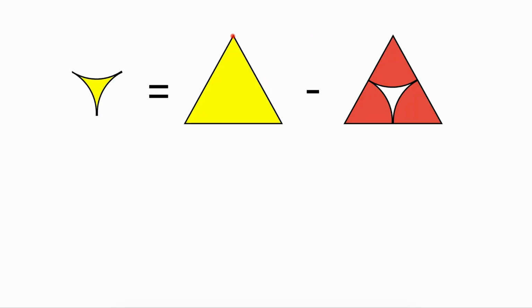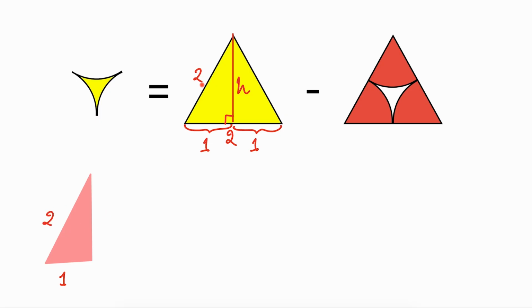For the triangle, we just need to draw the height of the triangle, which is perpendicular to the base, and the base is 2. We can get 1 for this and 1 for this. I denote this height by h, and we finally get a right triangle. And if I take it here, the base is 1, the hypotenuse is 2, and h is the height, so we can use the Pythagorean theorem to find the value of h.